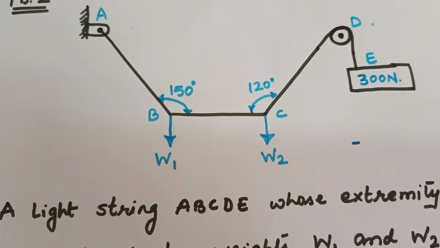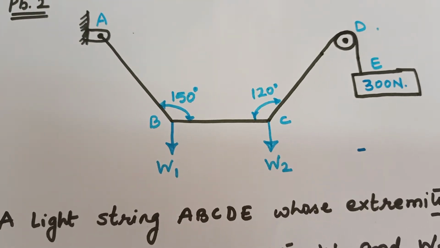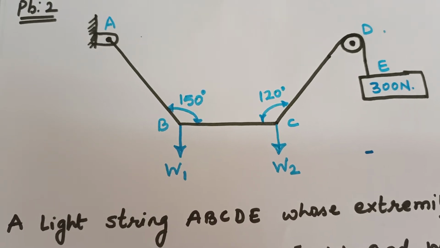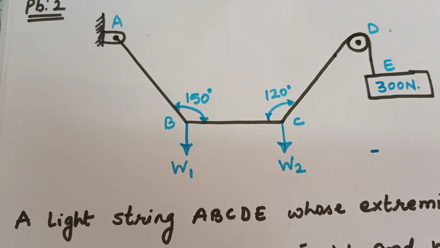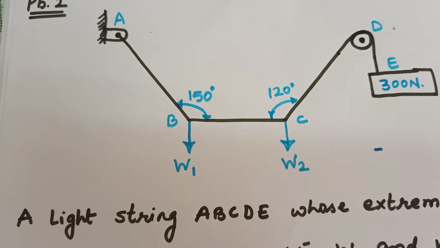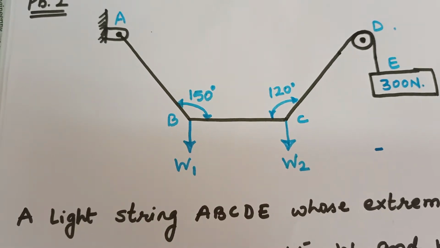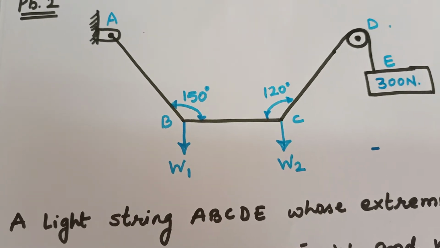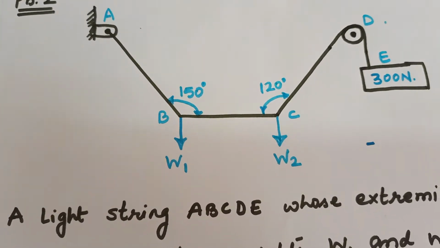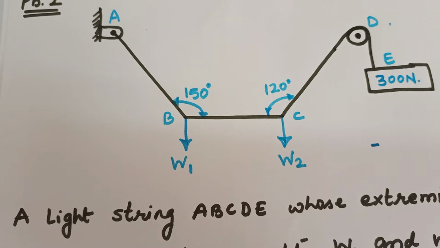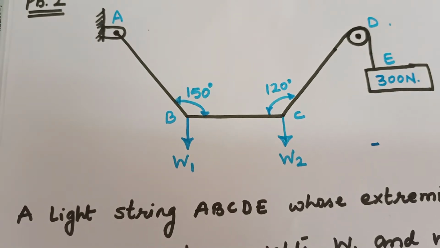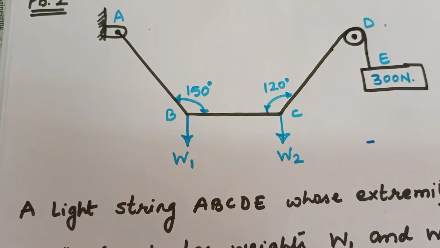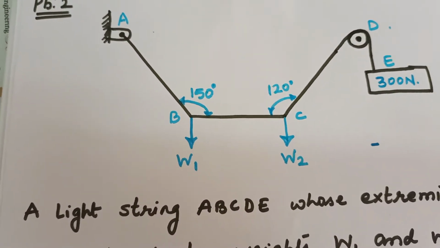Hello friends, good afternoon. Yesterday we had started with the numerical of Lami's theorem, in which we had tried to find out the forces in the members of the string. Now this problem, which is also taken from the book of Khurmi, has W1 and W2 as two weights. So we are interested to find out the two weights, as well as the tension in the strings.